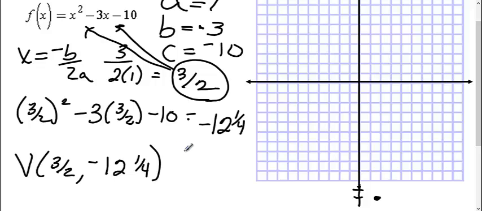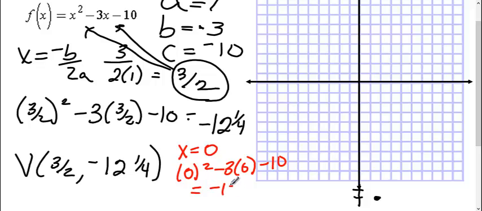So now I need to set x equal to 0 to find one of my points. So I get 0 squared minus 3 times 0 minus 10. 0 minus 0 minus 10 gives me negative 10. So I have a point 0, negative 10. Okay, 0, negative 10 is right here. That's where it crosses my y-axis.